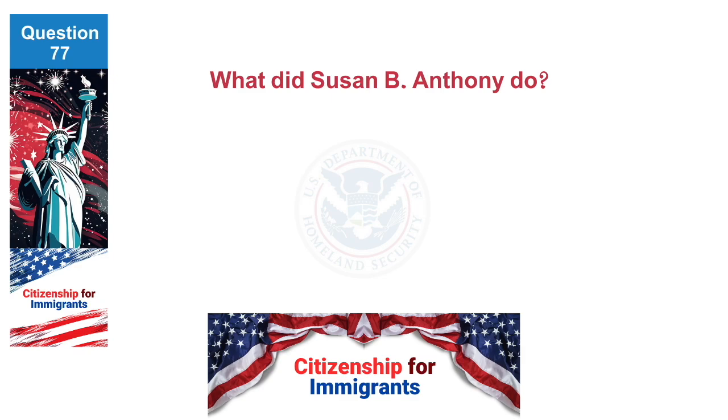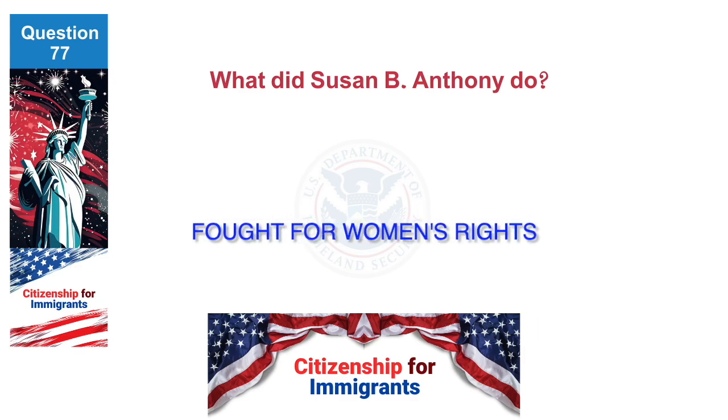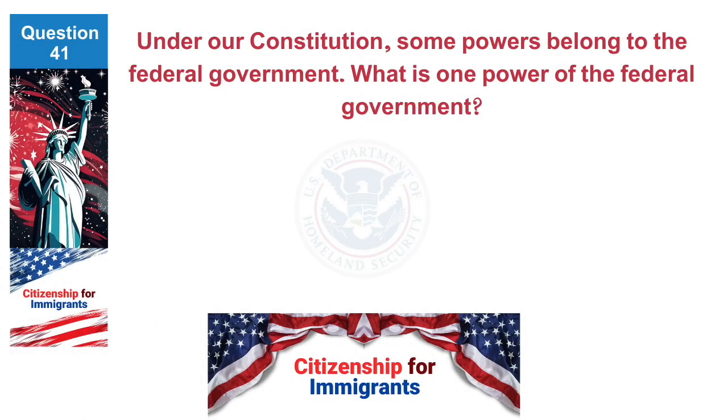What did Susan B. Anthony do? Fought for women's rights. Under our Constitution, some powers belong to the federal government. What is one power of the federal government? To print money.